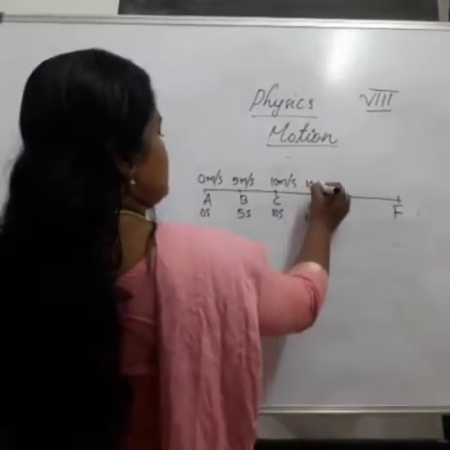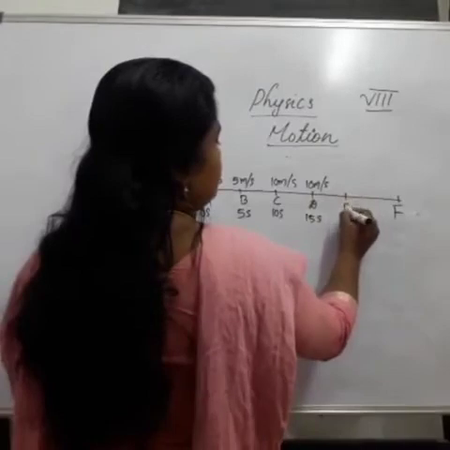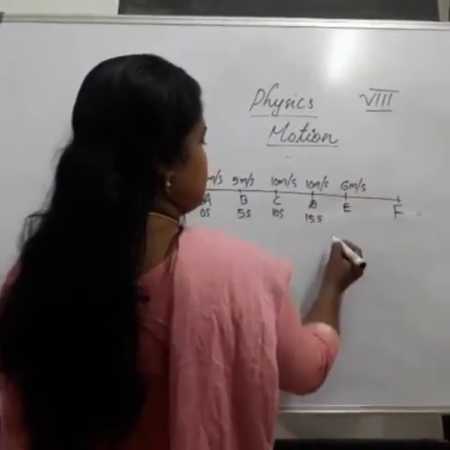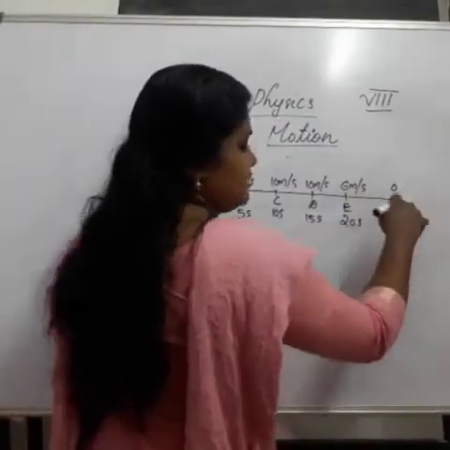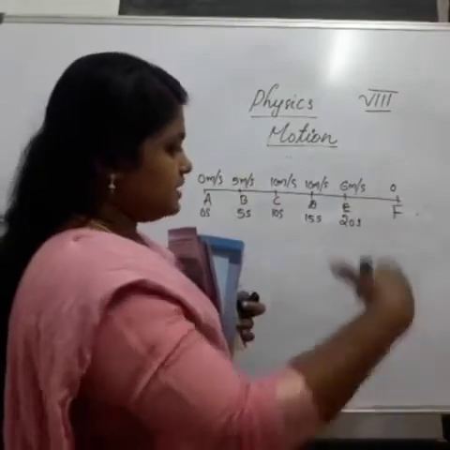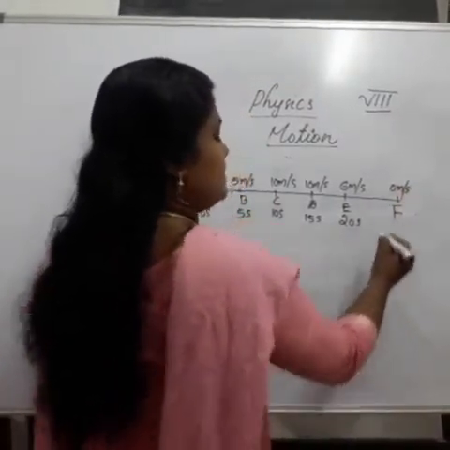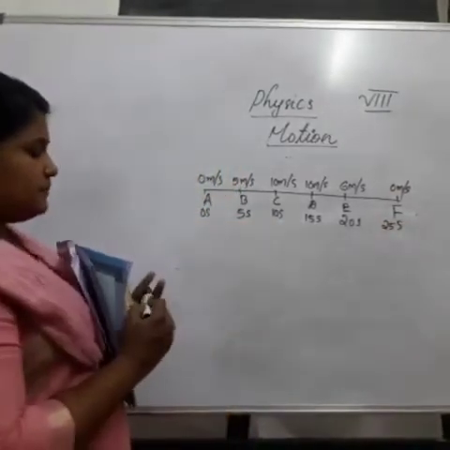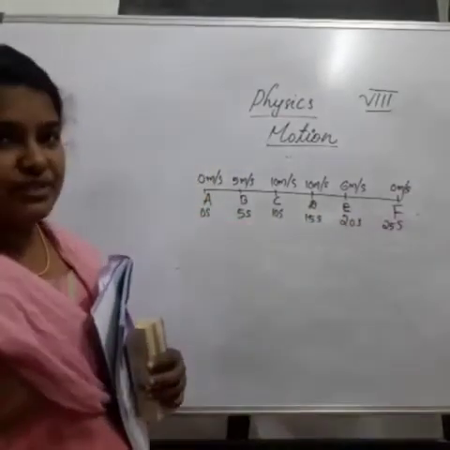Its velocity is 10 meter per second. Then at the point E, its velocity is 6 meter per second. It takes the time 20 seconds. Then when the journey ends, the speed is 0 meter per second. At that time the time is 25 seconds. That is, this is the starting point and this is the finishing point of the car.